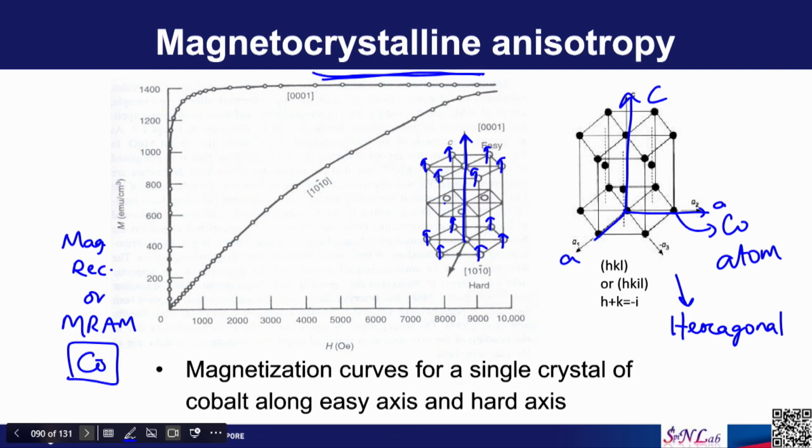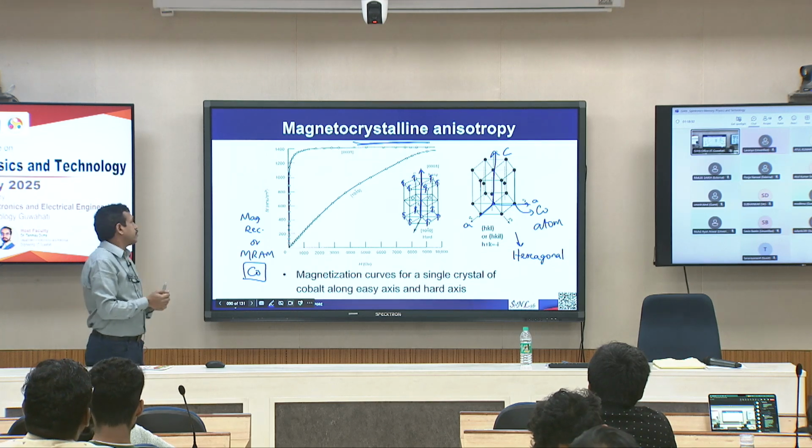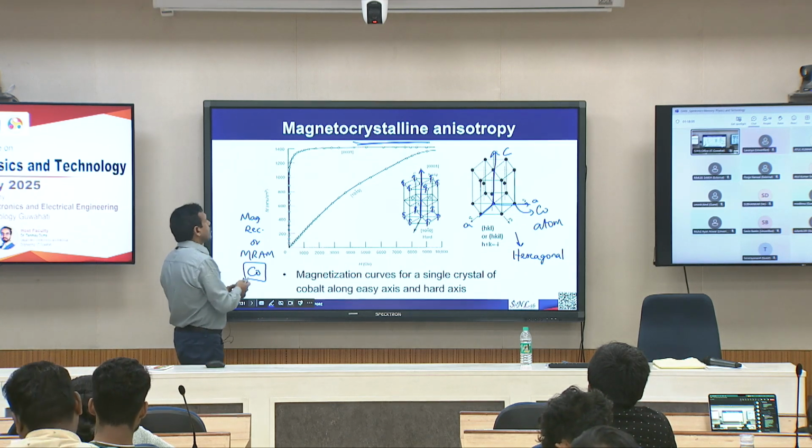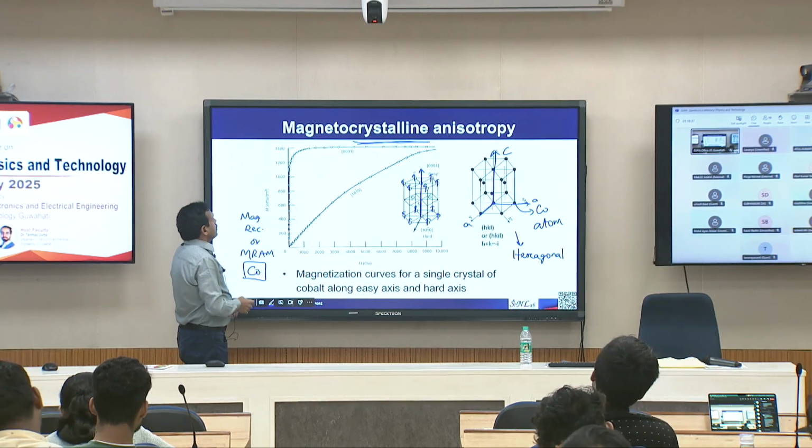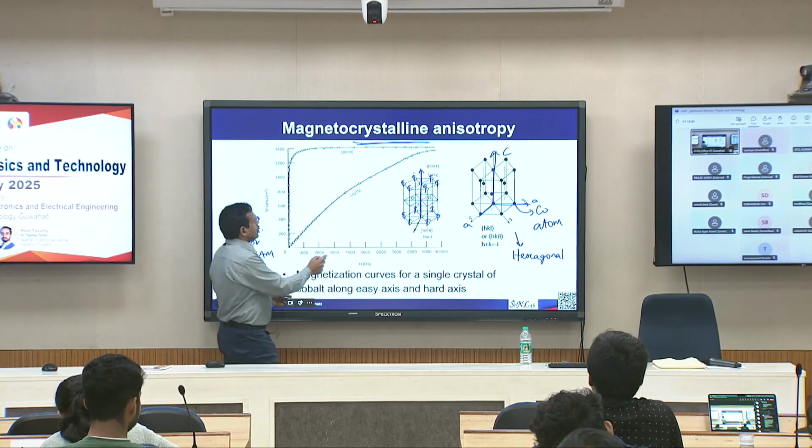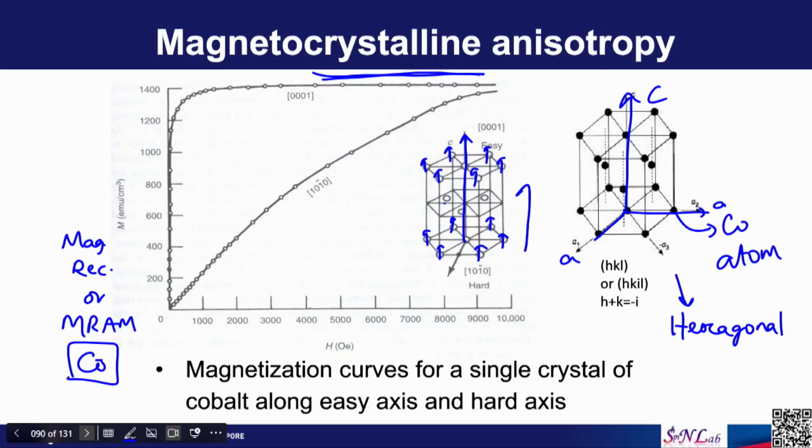So, when you have bulk cobalt, a single crystal of cobalt, and you apply a magnetic field along this direction, 0 0 0 1, and measure the magnetic property of cobalt, you notice that the magnetization rises rapidly. Within a very small field, you can see that it jumps to a very large value.